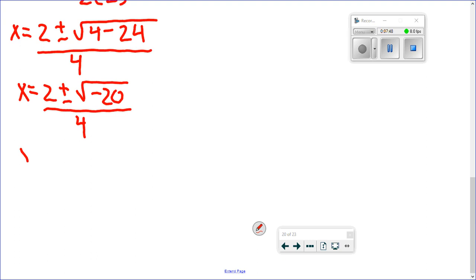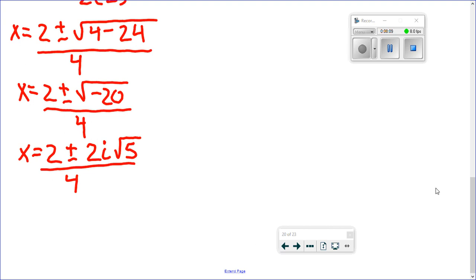So let's keep going. We have x equals 2 plus or minus... if I'm simplifying that square root of negative 20, we would have 2i root 5, all over 4. One place we tend to always trip up is after this step right here. We can keep reducing. What you should notice is 2, 2, and 4. You can all simplify those by a factor of 2.